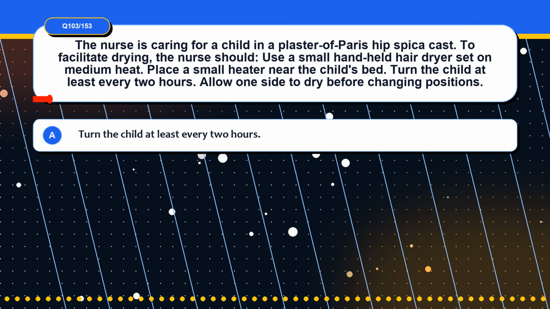Question 103. The nurse is caring for a child in a plaster of Paris hip spica cast. To facilitate drying, the nurse should use a small handheld hair dryer set on medium heat. Place a small heater near the child's bed. Turn the child at least every 2 hours. Allow one side to dry before changing positions. Here are the options. Option A. Turn the child at least every 2 hours.